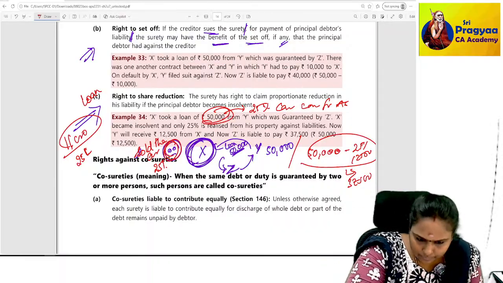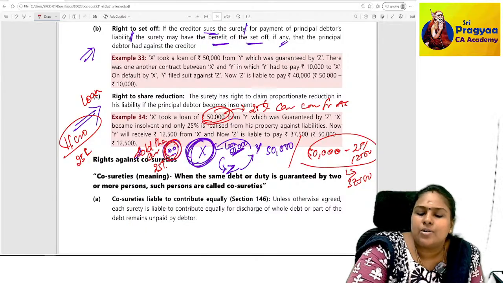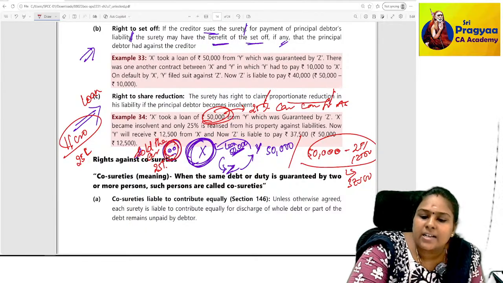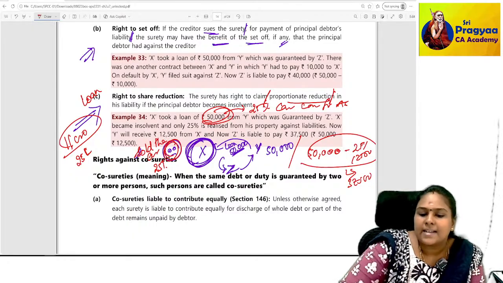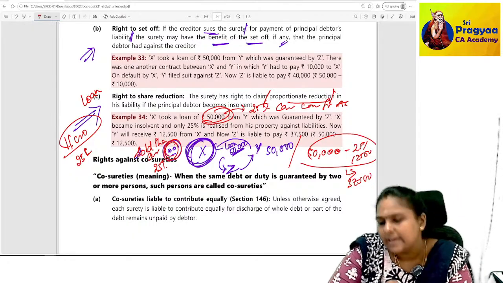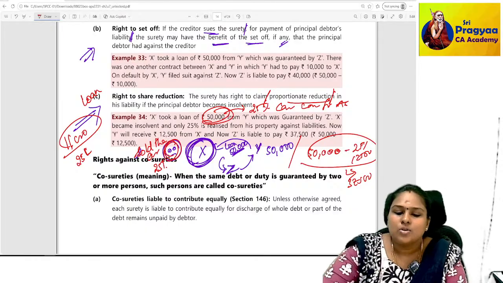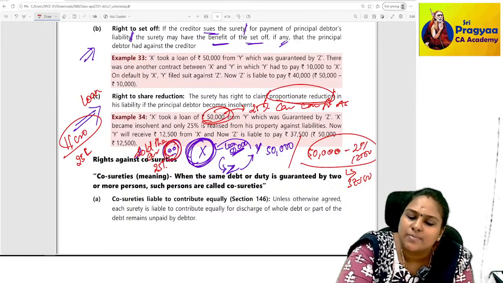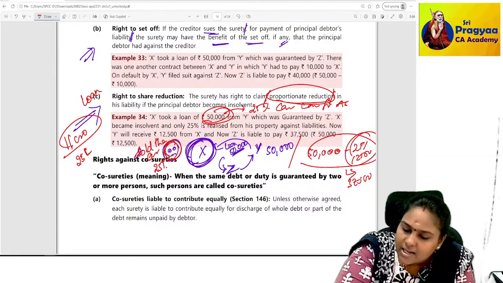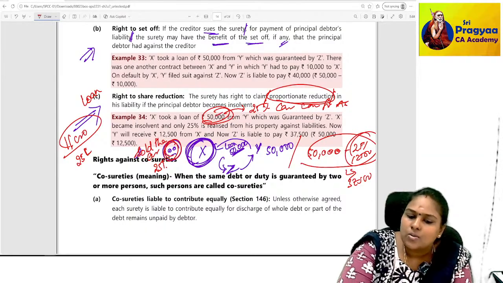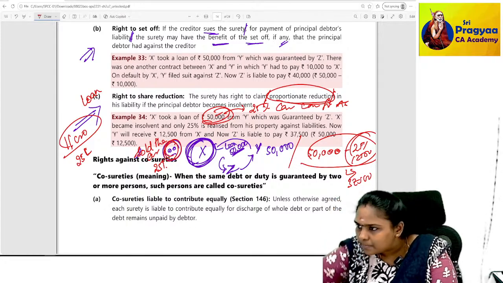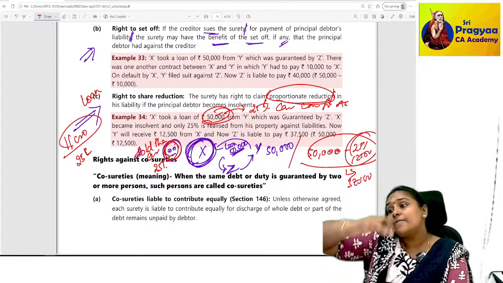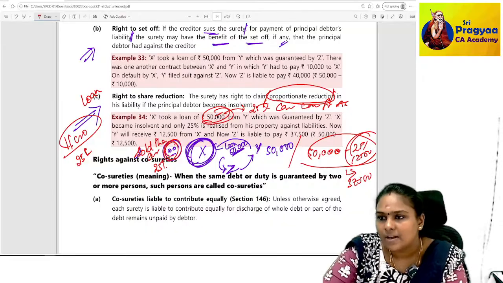Start reading. Has the right to claim proportionate reduction in his liability if the principal debtor becomes insolvent. Clear? Okay? So what is the proportionate reduction, madam? Sir, proportionate reduction means, if a person has given 50,000, out of that only 25,000 is recoverable. That recoverable amount I will proportionately reduce out of the entire amount that is available.